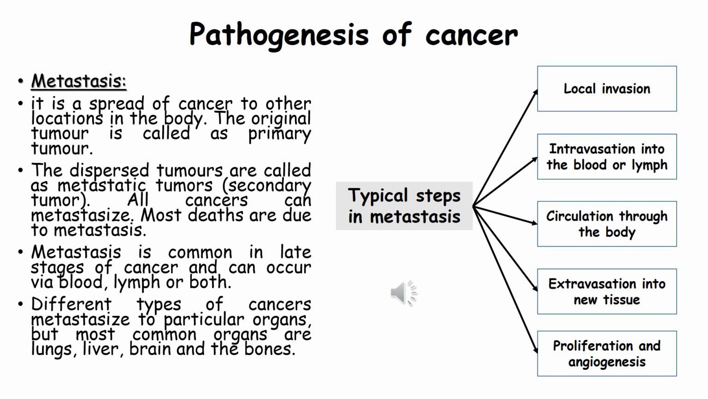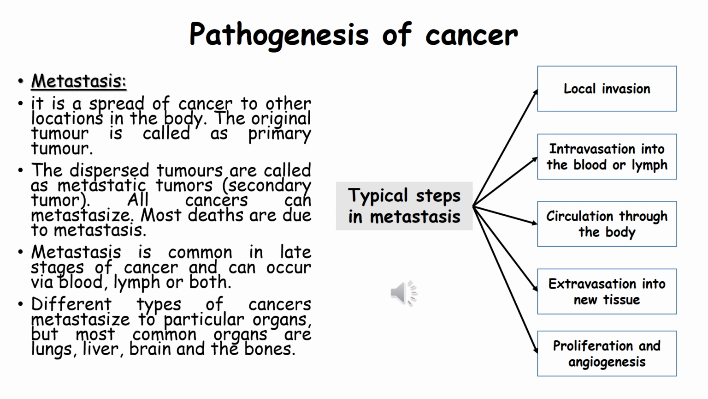So the cancer cells break away from the original tumor, known as the primary tumor, and these cells travel through the blood or lymph system and form a new tumor in other tissues or organs of the body, known as the secondary or metastatic tumors. Now this metastasis is a very complex process, and it is a major problem in the management of cancer.